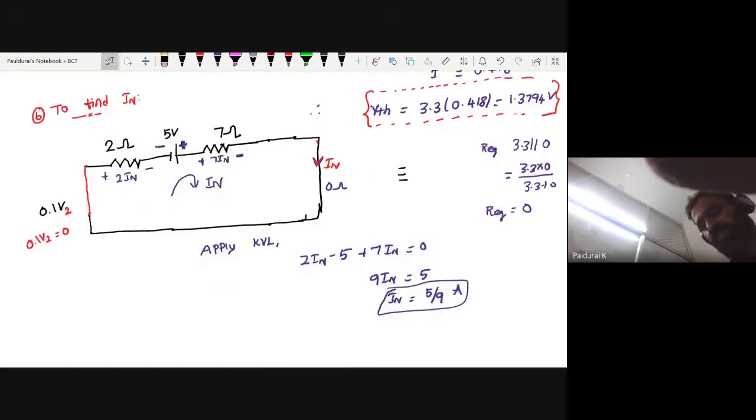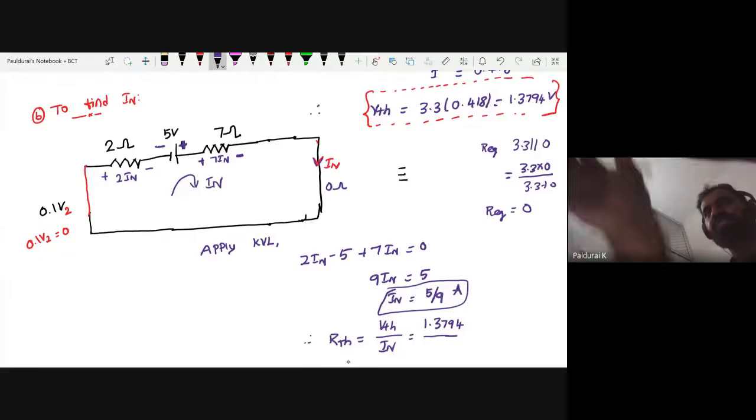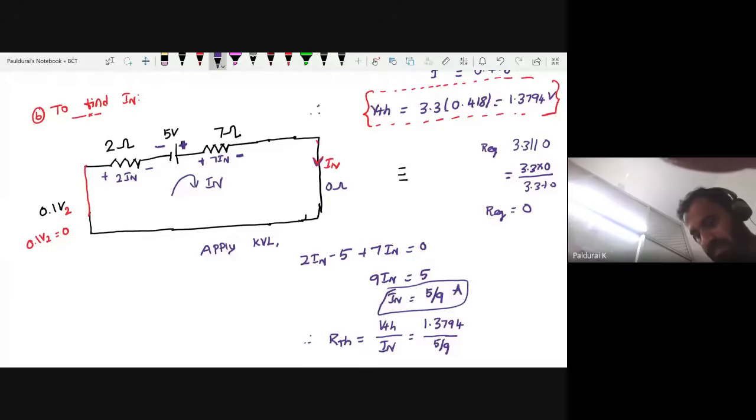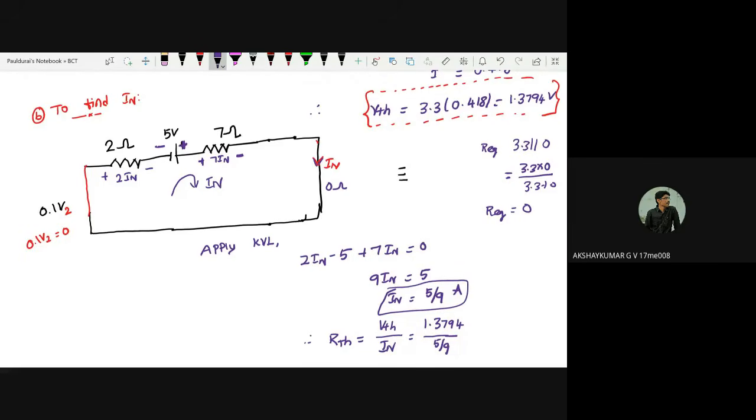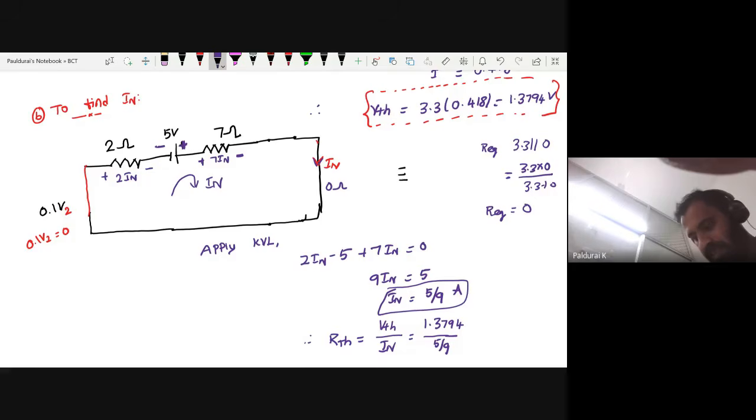Any doubt in this? Therefore, what is my RTH or R? RTH equal to VTH by IN. What's the value? We should get a round answer; only then it means we are applying it correctly. 1.3795 divided by 5 by 9. How much? 2.48 is coming. 1.3795 divided by 5 divided by 9. 2.5. RTH.